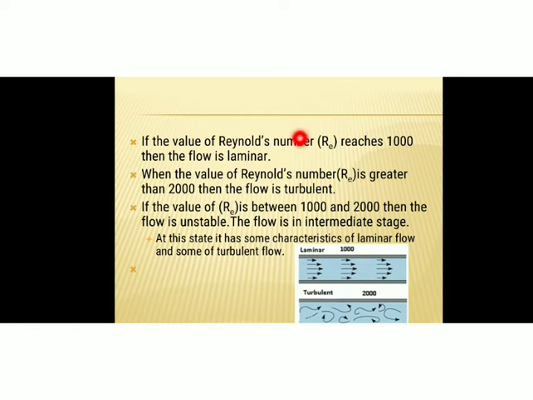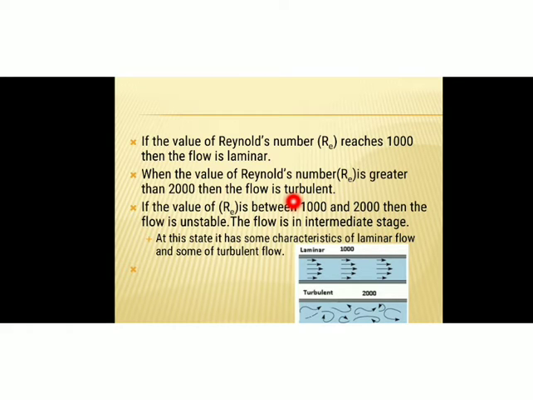Now, if the value of Reynolds number reaches 1000, then the flow is laminar. And when the value of Reynolds number is greater than 2000, then the flow is turbulent. So below 1000 it is laminar and above 2000 it is turbulent. If the value is between 1000 and 2000, then the flow is unstable. It is an intermediate stage.